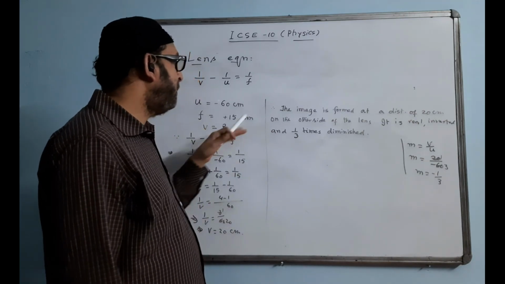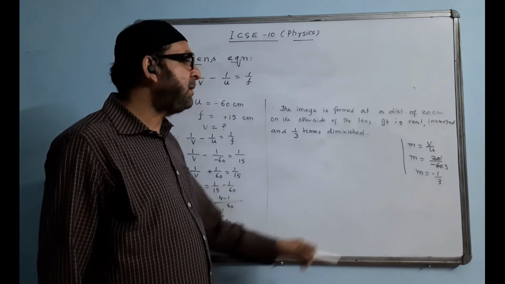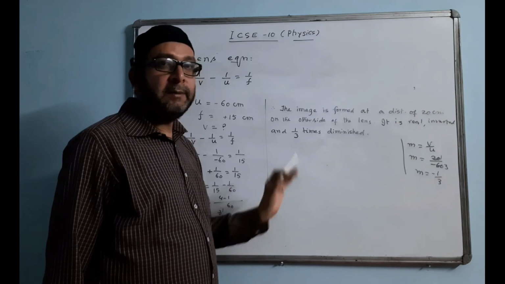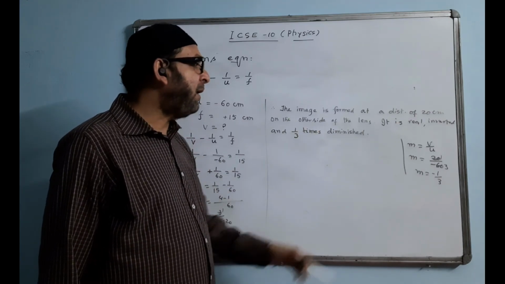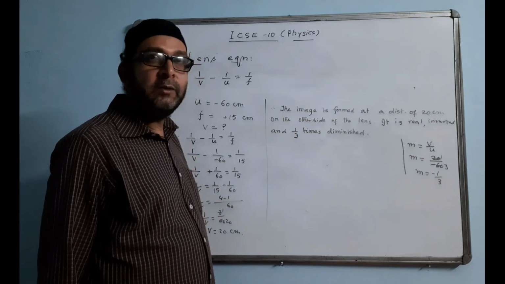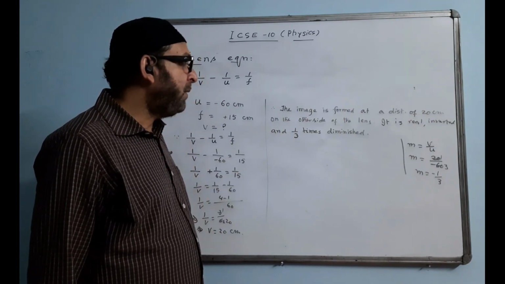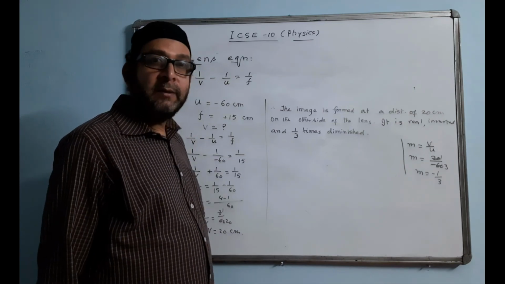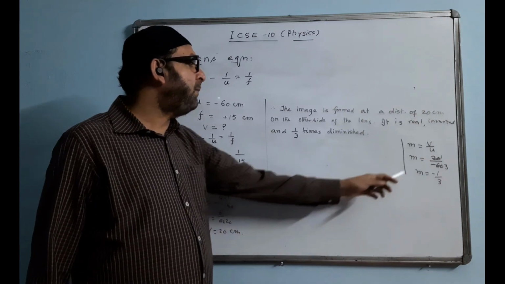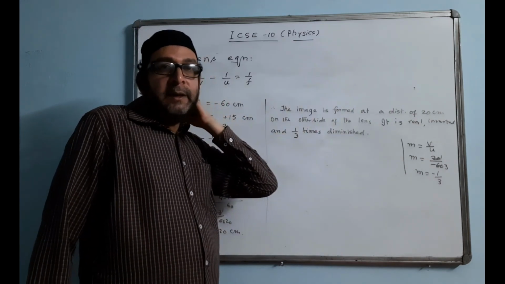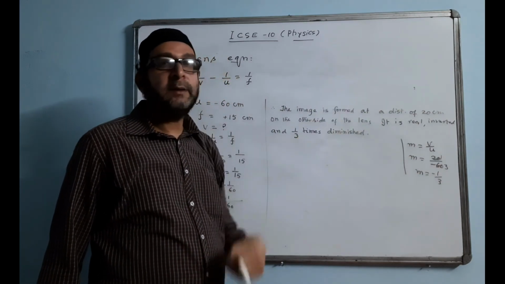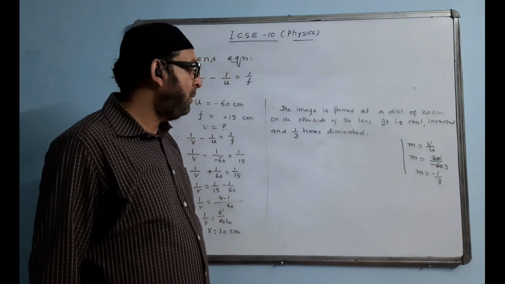So this is how we do the calculation. If the value of m comes 3, we write 3 times enlarged or 3 times magnified. If the value of m comes 1, we write same size, because m equal to 1 is the same size. When the size of the object is given, we can easily calculate the size of the image, that many times the size of the object.